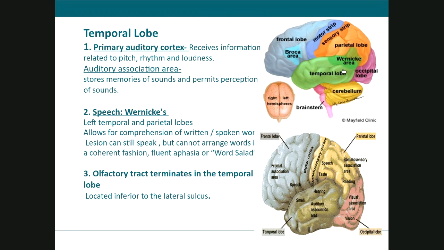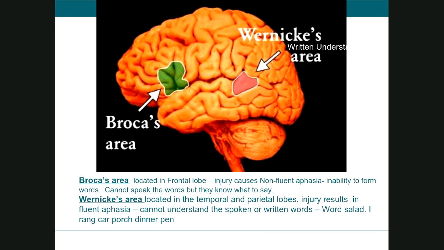Within this region too, we have the olfactory tracts that terminate within the temporal lobe in the inferior region of the lateral sulcus. So make sure you know the difference between Broca's speech area and Wernicke's. The way I memorize Broca's is in the front, because B comes before W in the alphabet. Broca's speech area is in the frontal lobe and causes the non-fluent aphasia. Because it's a motor effect to our tongues, you cannot speak the words.